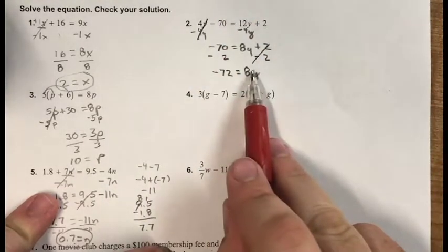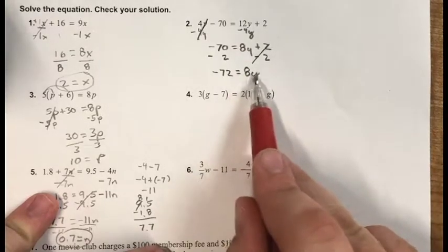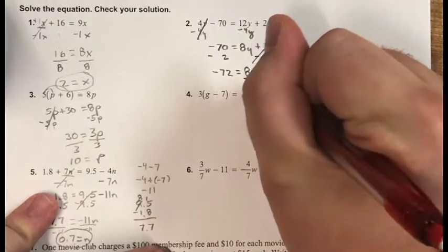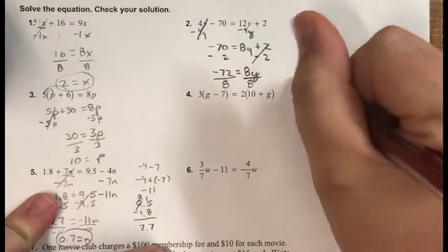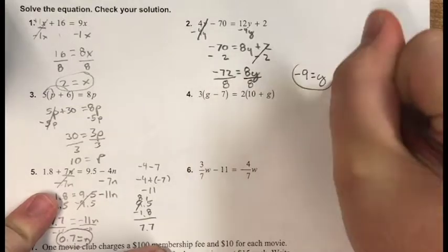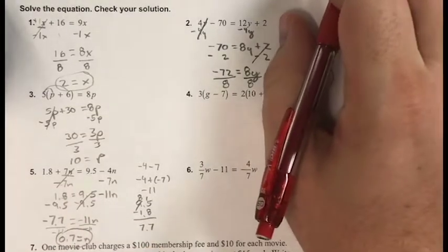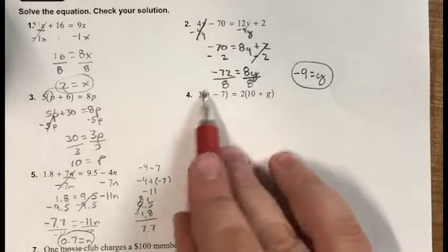So the next thing about SADMEP is looking for division or multiplication. In this case, I have multiplication, so I have to get rid of it by dividing by 8. And when I do, I get that negative 9 is equal to y. All right, next one. First off, can I simplify this side?